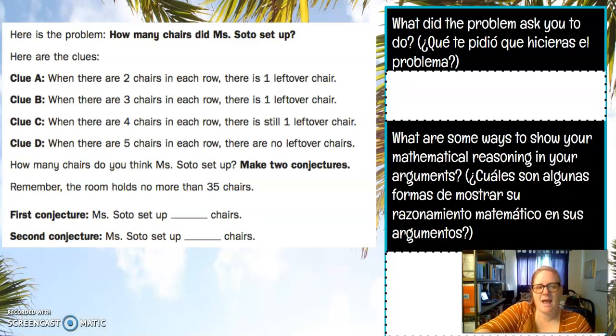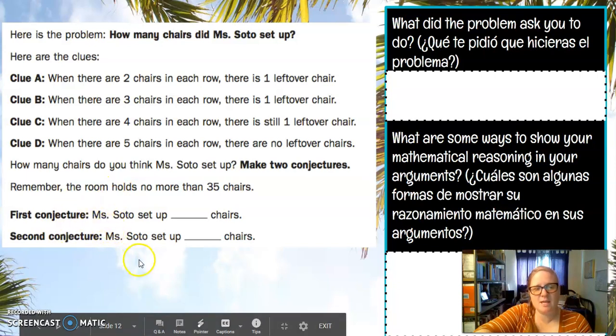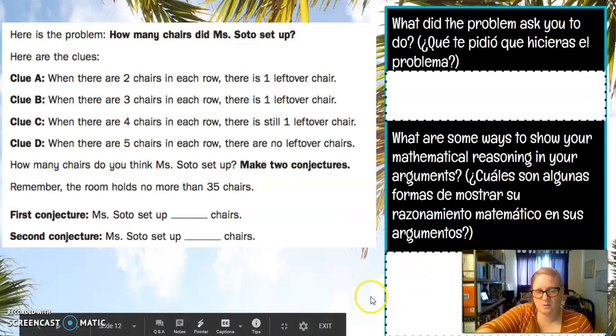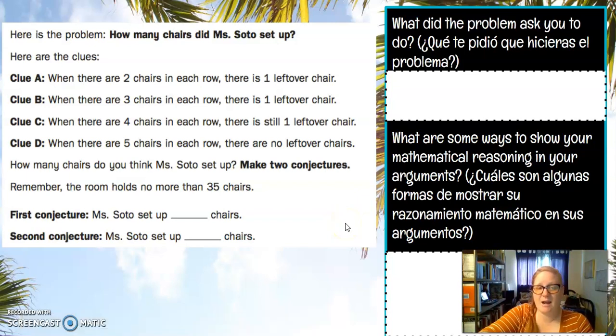Now reflect on your work. What did the problem ask you to do? The problem asked you to make 2 guesses on how many total chairs Miss Soto set up in the room. What are some ways to show your mathematical reasoning in your argument? So some mathematical reasoning could be arrays, could be multiplication. I would say that arrays would be the best way to show your work because we're talking about rows of chairs, and rows of chairs are basically arrays.